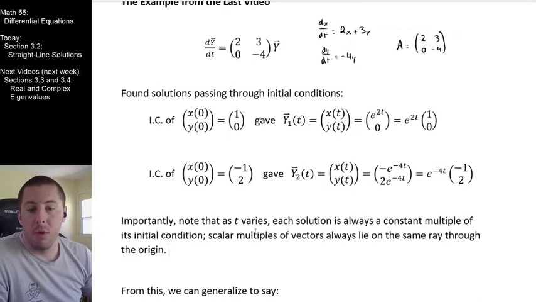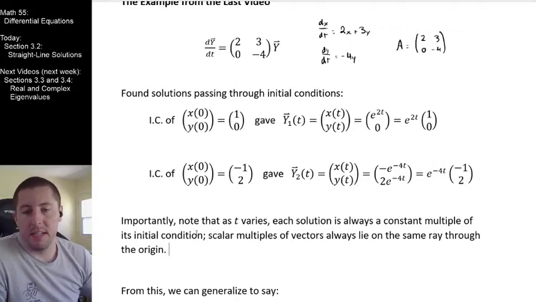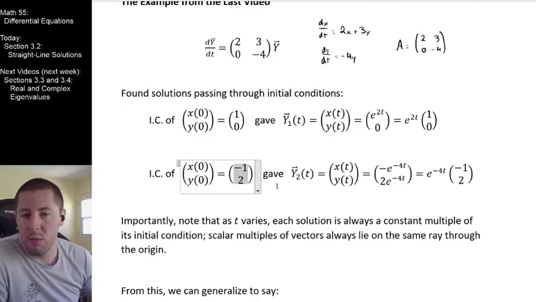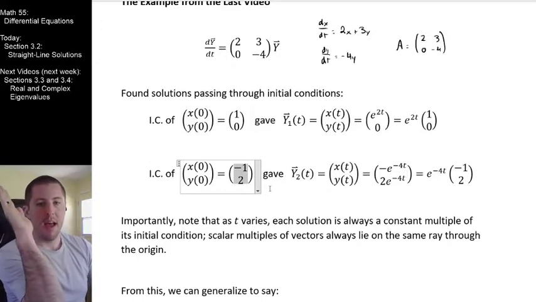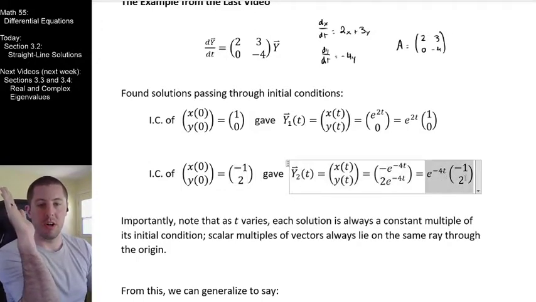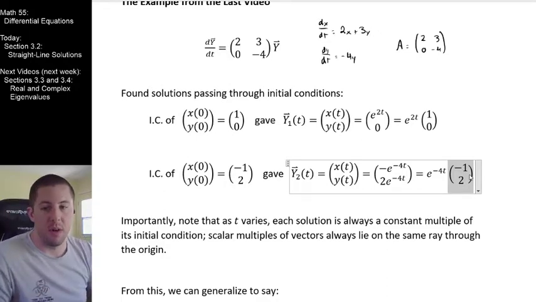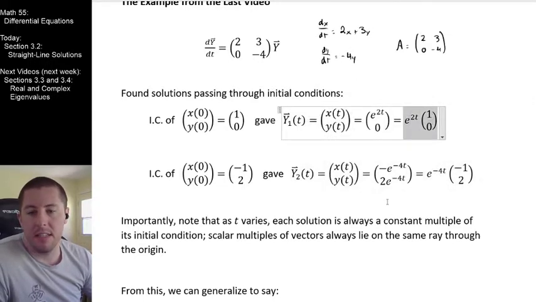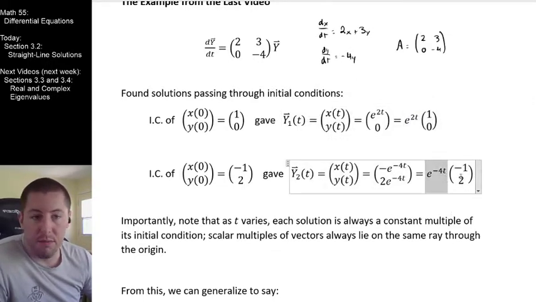That doesn't say anything special, this is just a general truth about how vectors work. Scalar multiples of vectors always lie on the same line, the ray through the origin, as the original did, right? So again, the point negative 1, 2 is on some negatively sloped line, and our solution curve associated with that initial condition is always just a constant multiple of negative 1, 2, meaning it's always on this straight line going through the origin right there. This is how I can see that we're getting straight line solutions, that we're just getting multiples, e to the negative 4t, of a single constant vector right there.